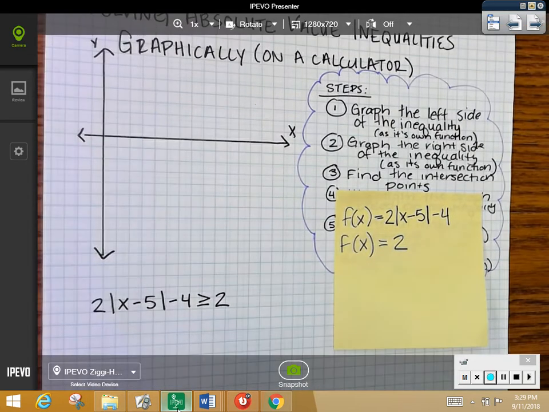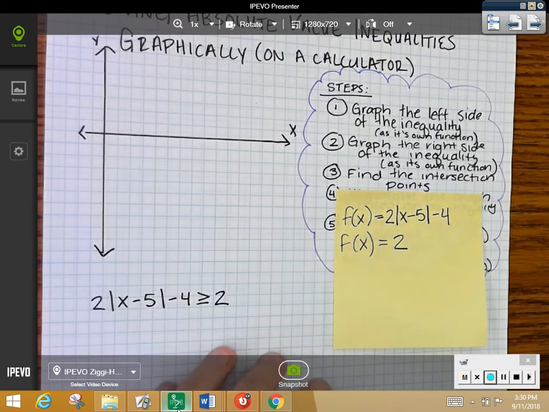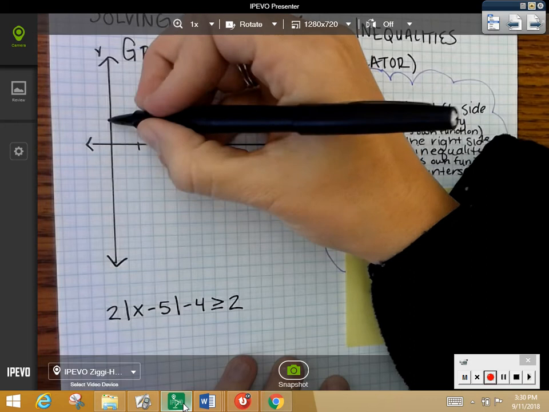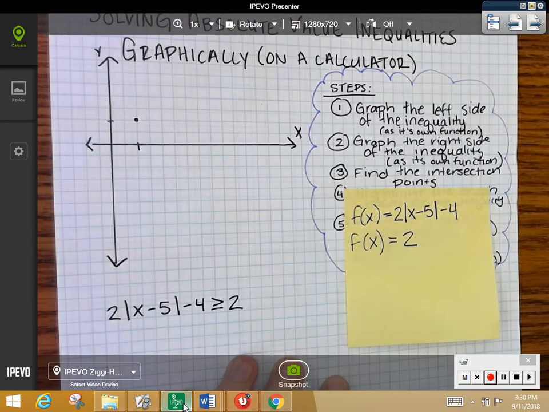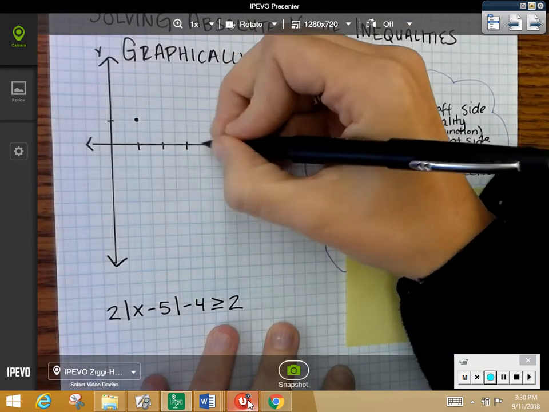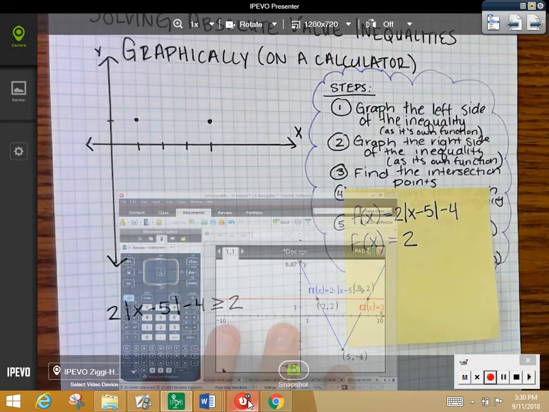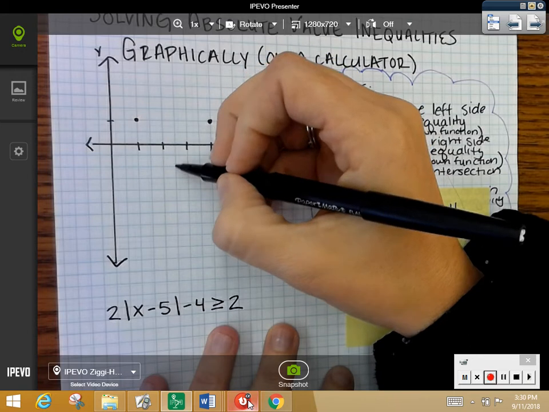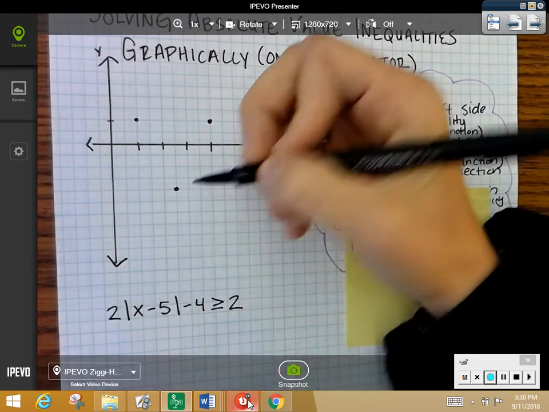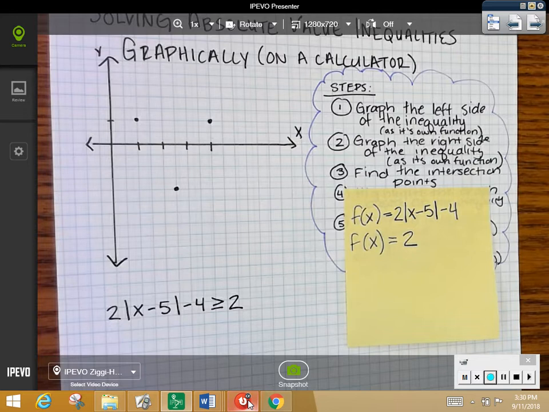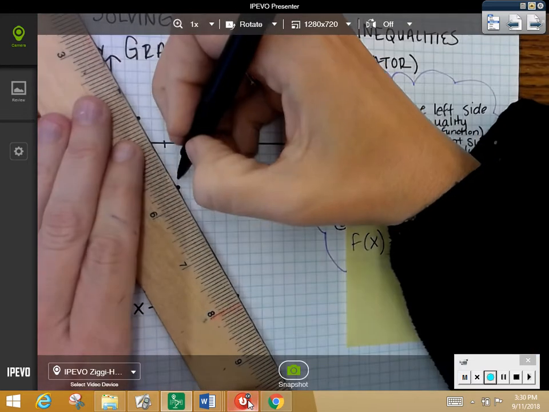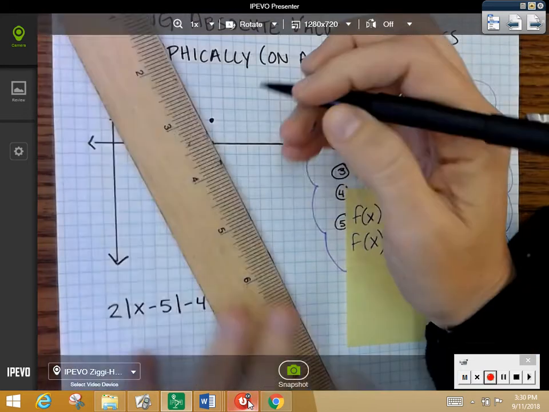So the first point is, oh gosh, I've already forgotten, 2, 2. So here at 2, I'm at 2. And then the next point we had was 8, 2. So 2, 4, 6, 8. I'm up at 2. And then that vertex was at 5, negative 4. So that's down here. So now I'm just going to connect these 3 points to make the absolute value and the horizontal line that goes through it.